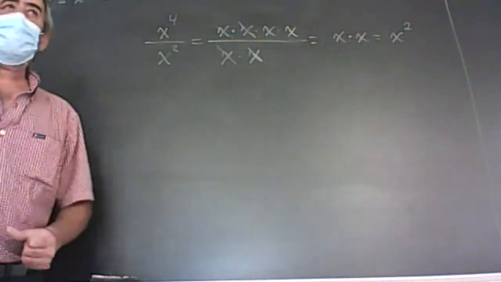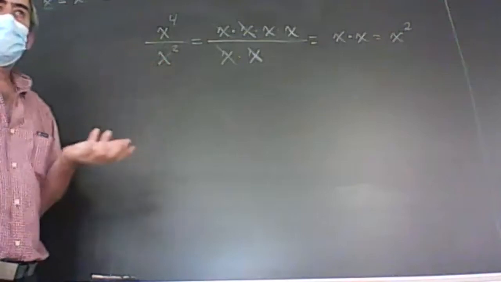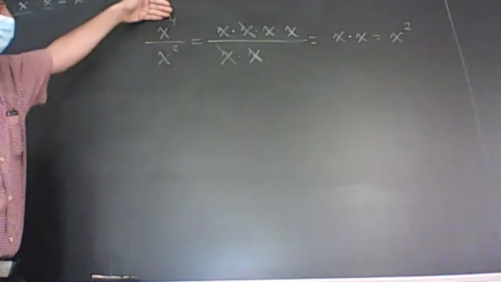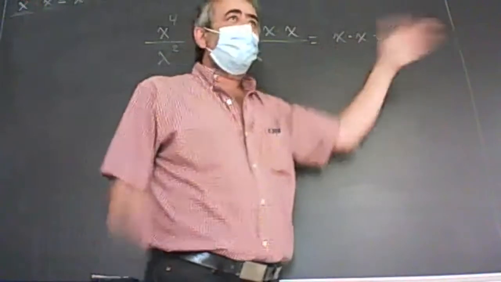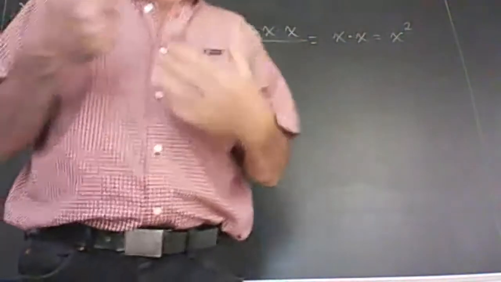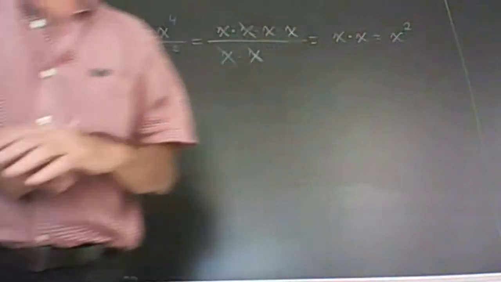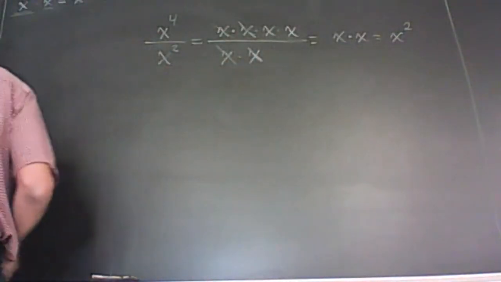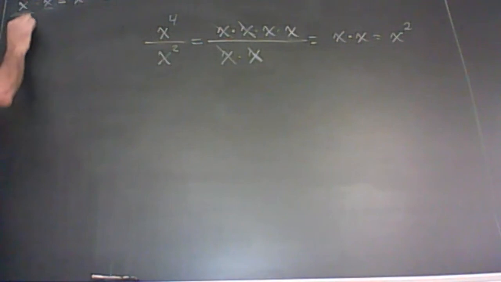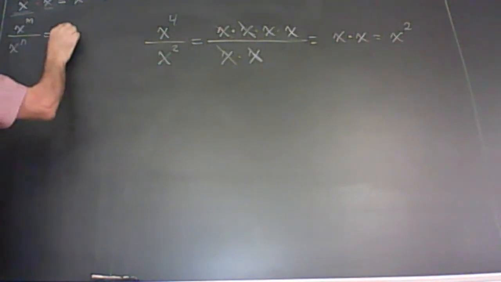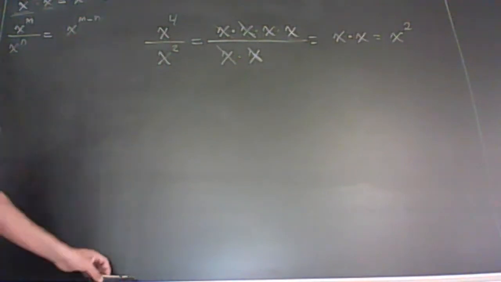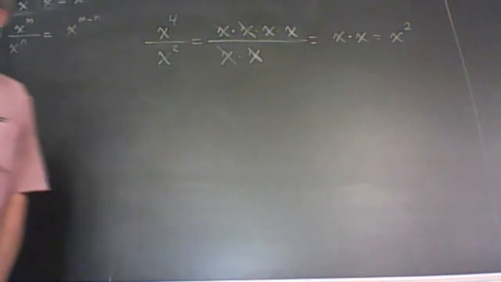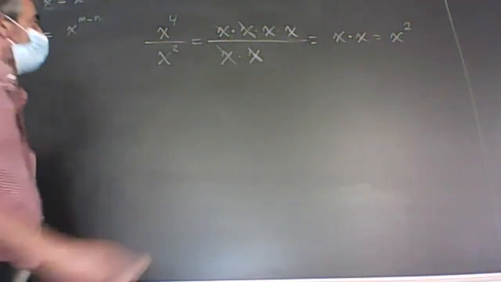Or in division, we could have simply said 4 minus 2 will be 2. So if I'm multiplying, I add. If I'm dividing, I subtract. So rule number 2 is, if we have x to the power m divided by x to the power n, it will be x to the power m minus n. So let's take a look at another rule.